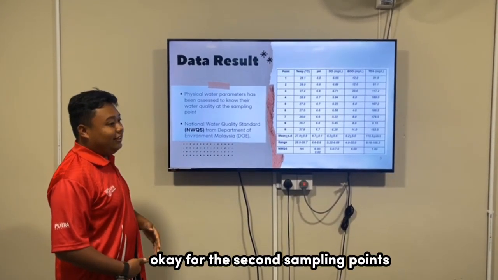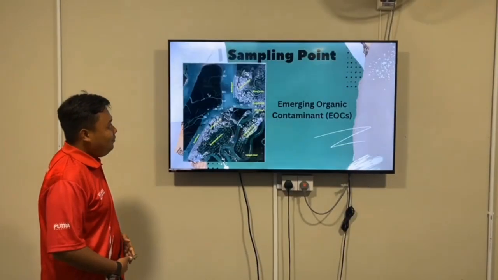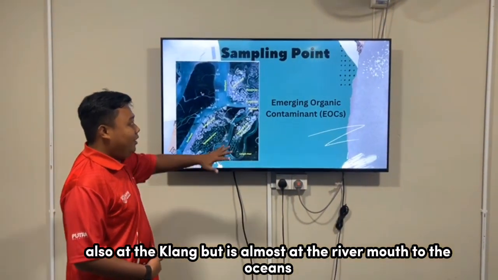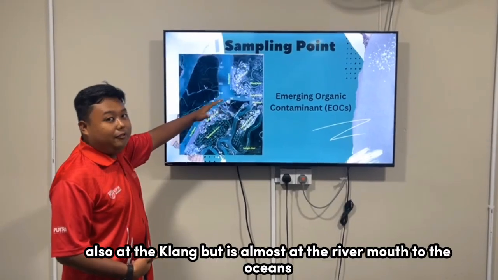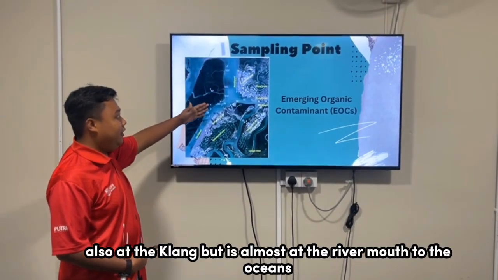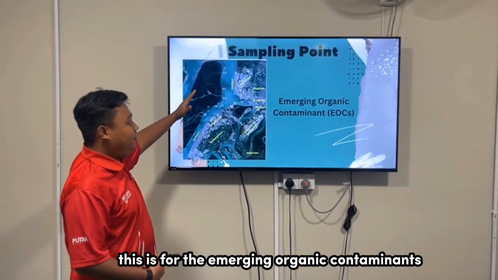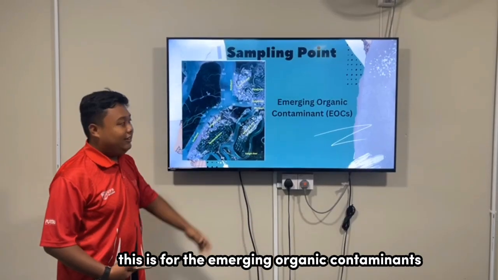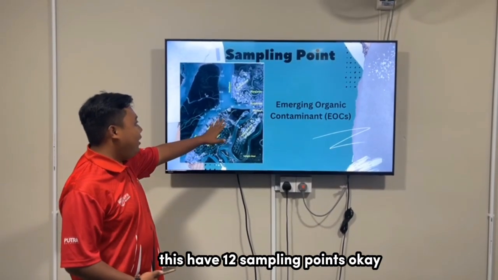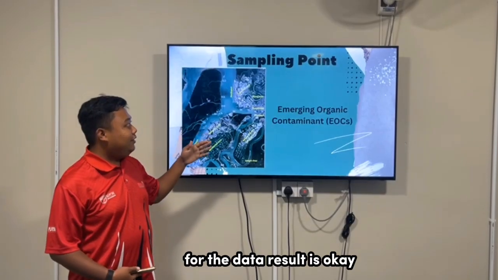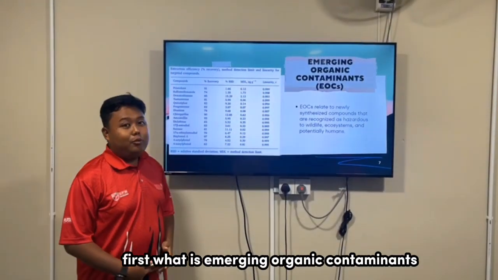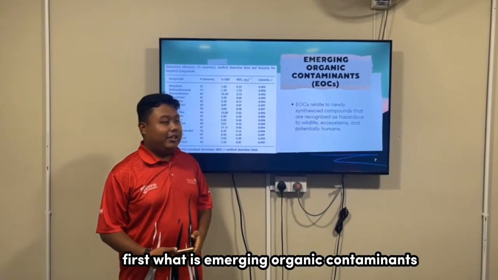For the second sampling point, it is also at the Klang River, almost at the river mouth to the ocean. This is for the emerging organic contaminants. This has 12 sampling points. For the data results, first, what are emerging organic contaminants?